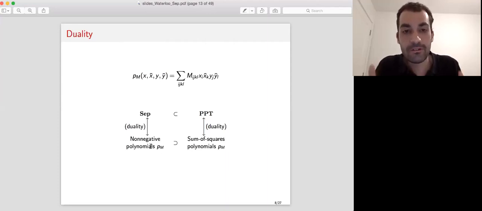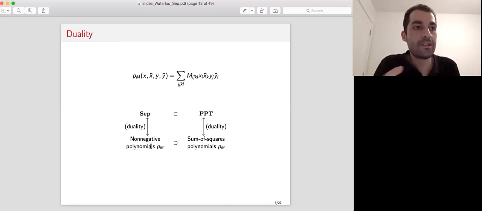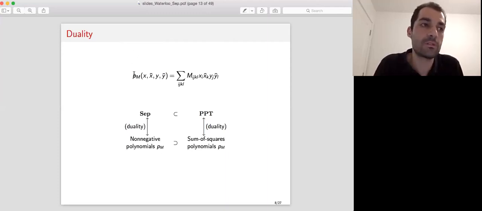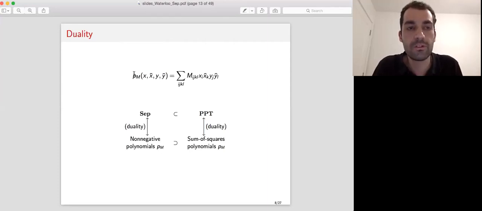To summarize, the distinction between SEP and PPT is exactly the distinction between non-negative polynomials and sums of squares. In fact, this is one way you show that SEP is different from PPT for high values of n and m: you exhibit a certain polynomial of this form and show it's non-negative but not a sum of squares. For example, to show that SEP of 3,3 is not equal to PPT, there is a polynomial exhibited by Choi which is non-negative but not a sum of squares.